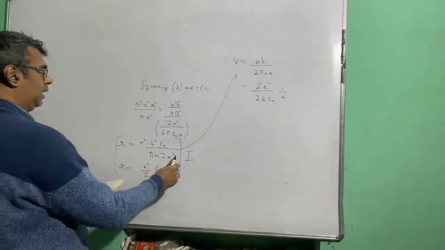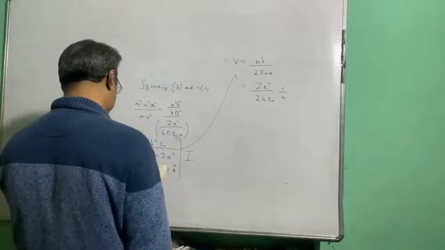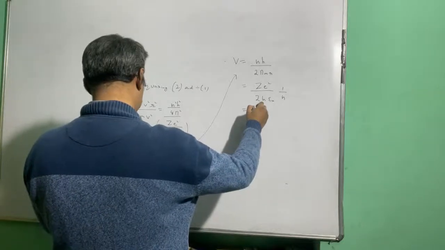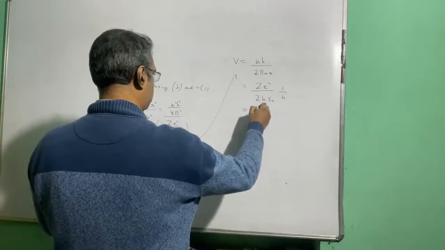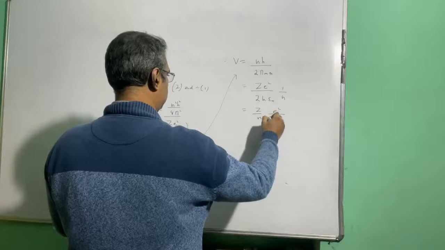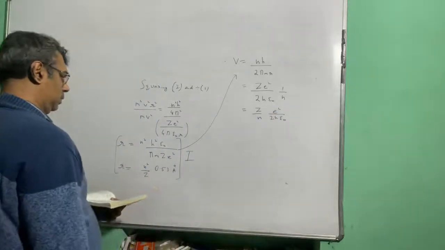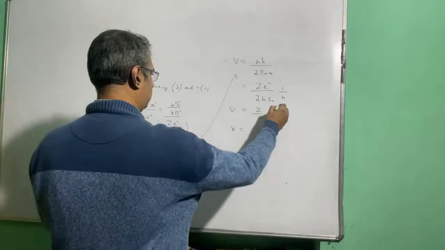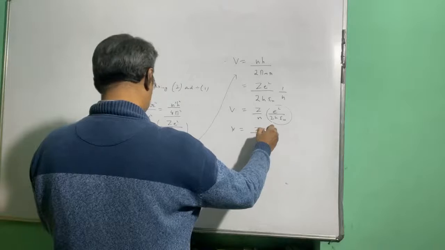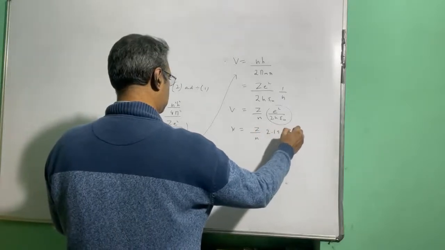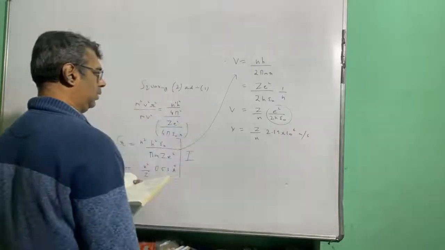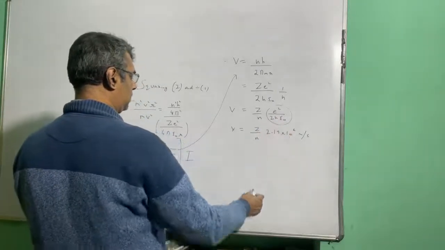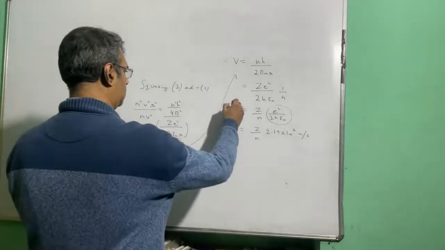So this value of r, if you put it here, you will get z e square by 2h epsilon naught into 1 by n. So ultimately it is coming to z by n e square by 2h epsilon naught. So the velocity is z by n e square by 2h epsilon naught, and if you calculate e square by 2h epsilon naught, its value is coming 2.19 into 10 to the power 6 meter per second.